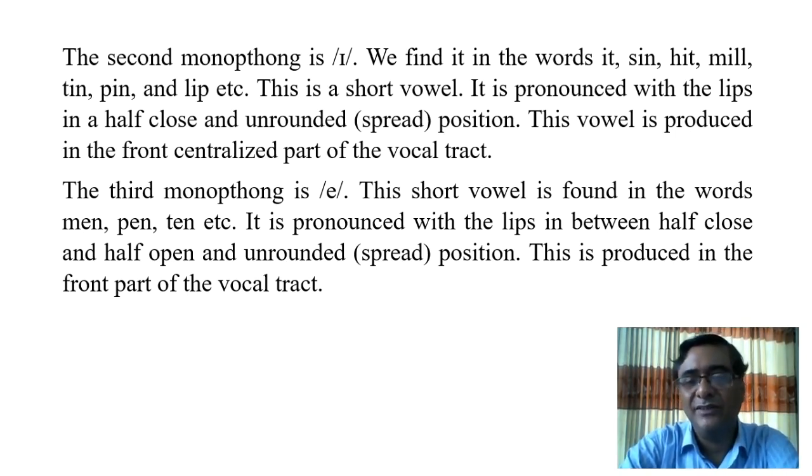So these are the characteristics. It's a short vowel, and the examples are men, pen, ten, etc. And it's pronounced with the lips in between half closed and half open. So that's the lip position. And unrounded, obviously, this is produced in the front part of the vocal tract.